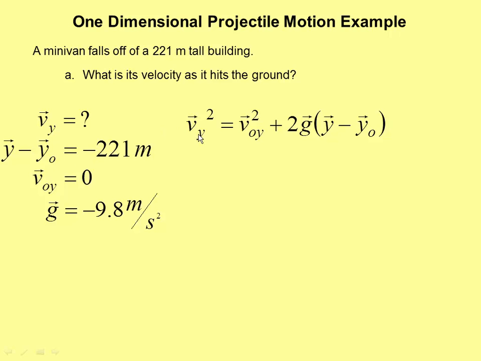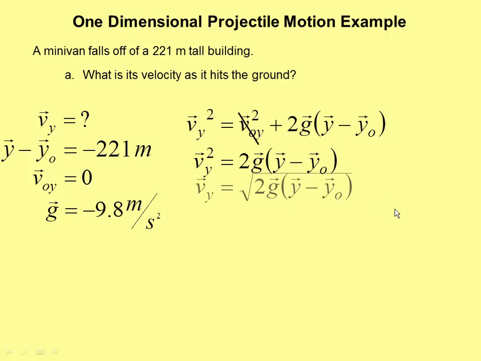Final vertical velocity squared equals the initial vertical velocity squared plus 2 times the free fall acceleration times the vertical displacement. Now, the initial vertical velocity is 0, so the initial vertical velocity squared is 0. So we're left with vertical velocity squared equals 2 times g times the displacement. So I want to find the final vertical velocity, so I need to take the square root of both sides.